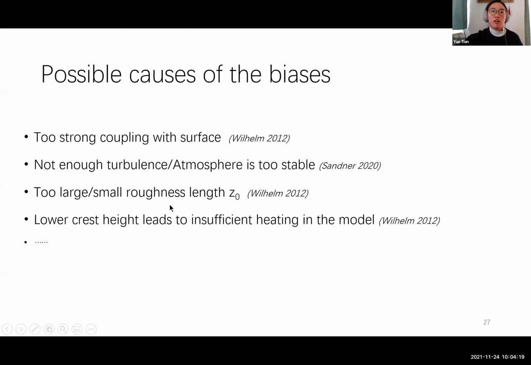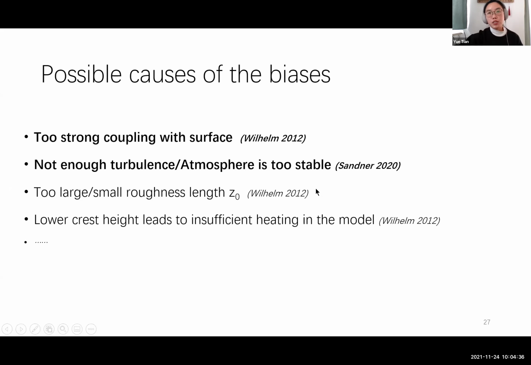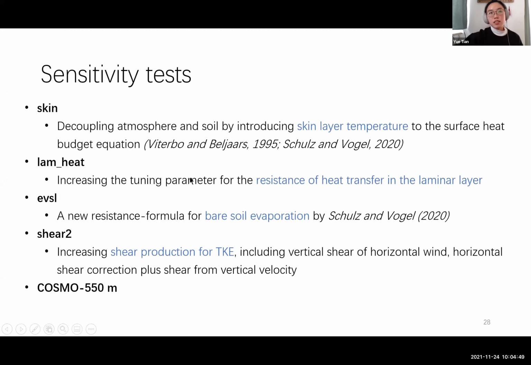Or we have a not so accurate roughness length in the model, or we don't have enough heating due to the smooth topography over the mountains in the model. And therefore I designed some sensitivity experiments, mostly focusing on the second point. I will not go through all of these experiments, but just give you an idea.